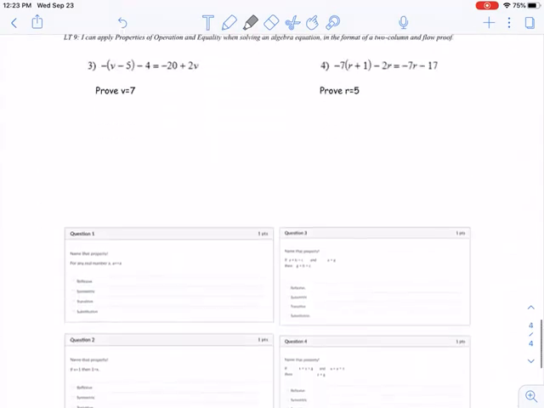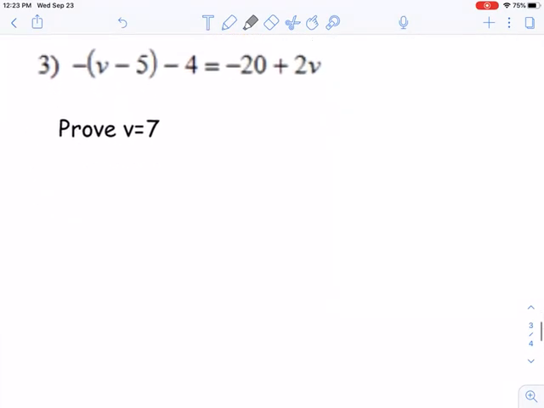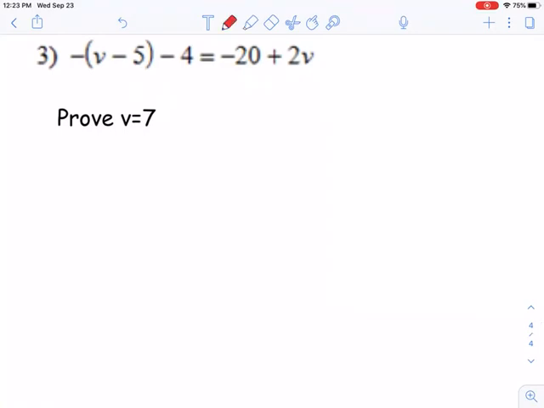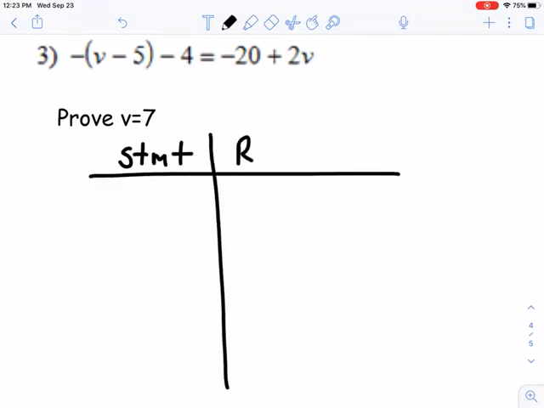Unfortunately, I know you guys are going to be disappointed by this, but there's only 2 more proofs for me to do in this video, and then the rest are up to you. So I'm going to make my 2-column proof, statement, reason, and then I'm just going to translate.